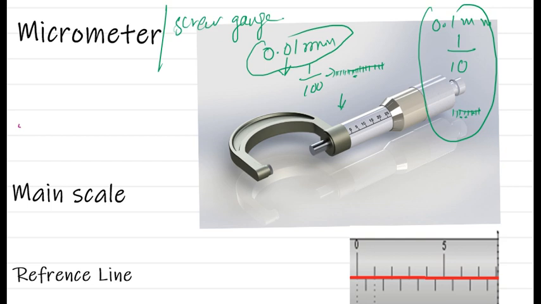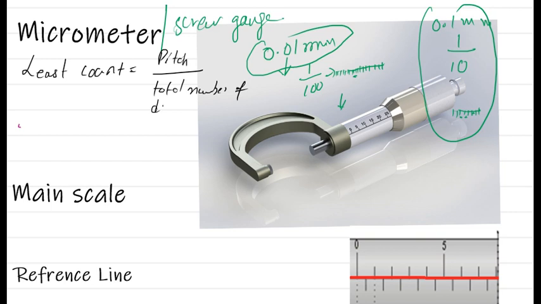Now after this, just concentrate and listen carefully to how we can get this 0.01 millimeter. Very simple: least count. For finding the least count, we have the formula. I'm not going to detail how we get these equations, but I will directly tell you the least count. Its equation is pitch divided by the total number of divisions on the circular scale. I will explain later.